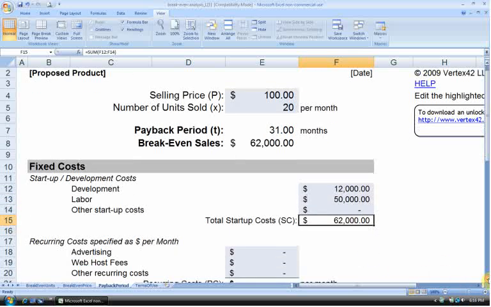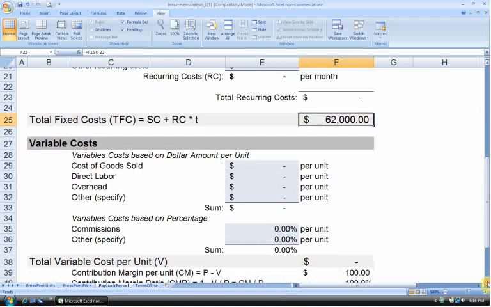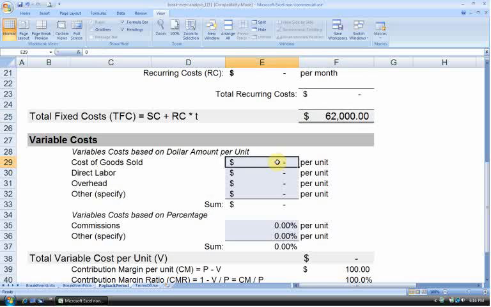Scroll down a little more. And we could also input some recurring costs here, such as advertising and whatnot, but we're not going to worry about that for now. So let's say that our total fixed costs are $62,000. Now, if we scroll down further, we can input some of our variable costs. Now, we've established these from before: $10 cost of goods sold, $5 for direct labor, and 40% in commissions.